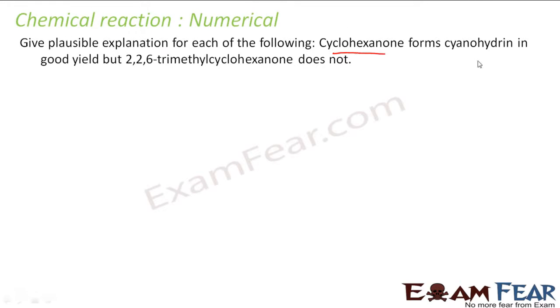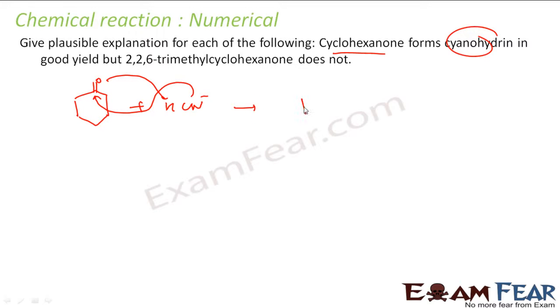So the question is cyclohexanone forms cyanohydrin. So if you see cyclohexanone, you react with HCN, CN minus attacks this carbon and then H will be attacking here. So you get something like this, OH here and CN here.